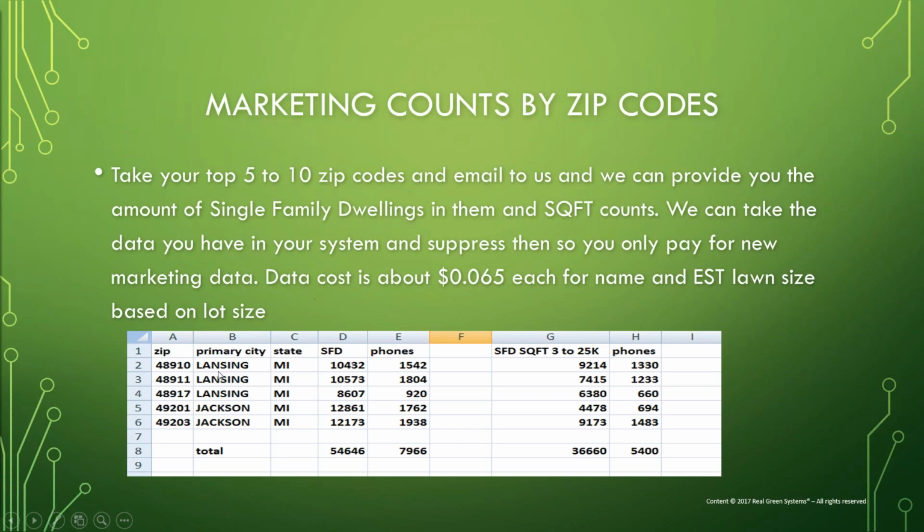So for instance, in these zip codes here, there's 5 zip codes. This is in Lansing and Jackson, Michigan. We show you how many single family dwellings there are. Some people want phones, some people don't. And then over to the right here is how many single families are there with a size of 3,000 to 25,000 square foot. So that's roughly half an acre.